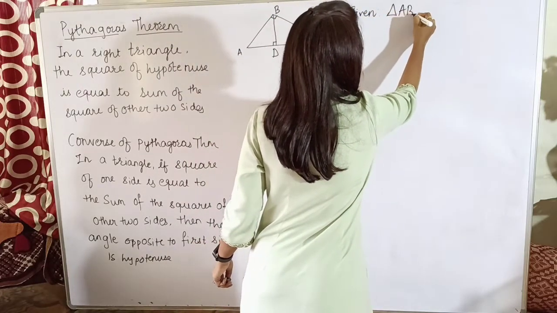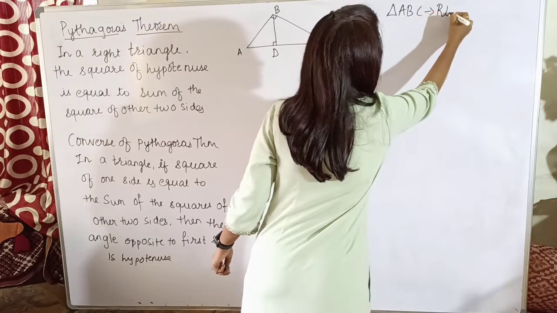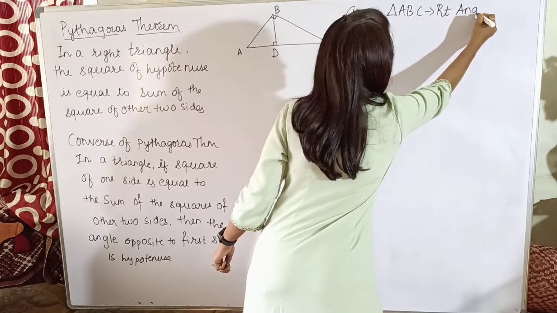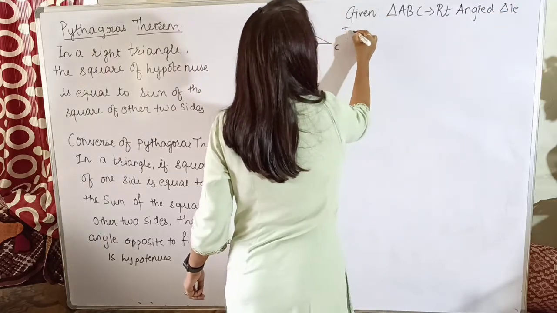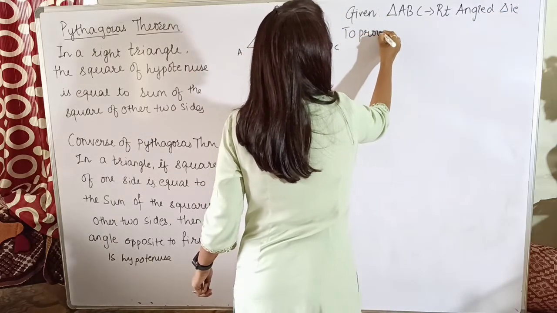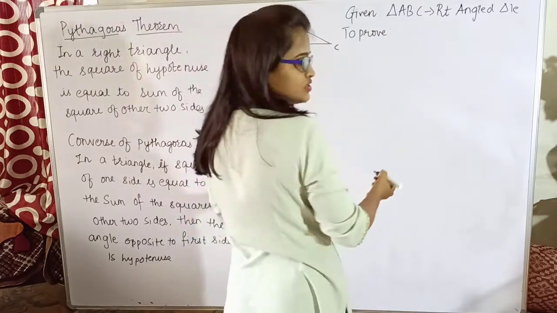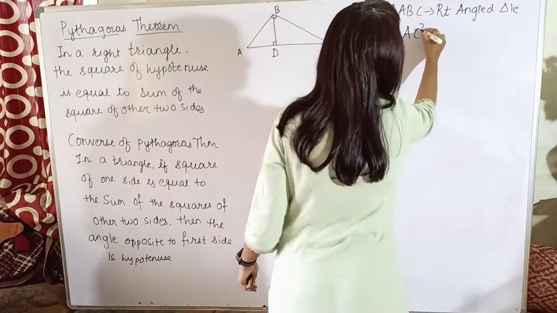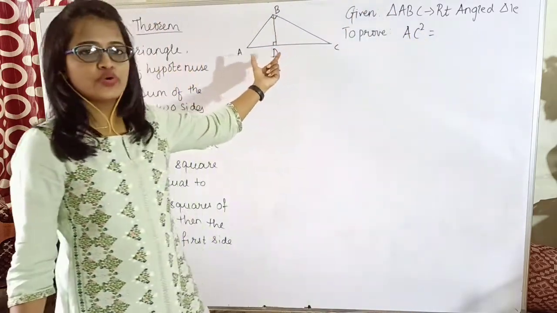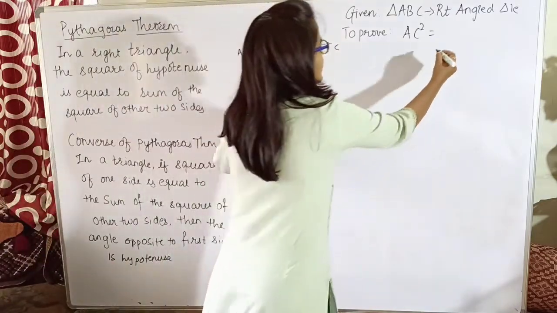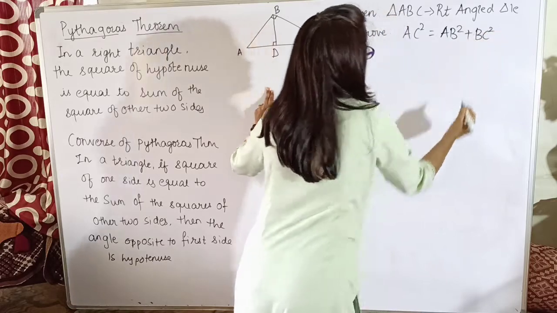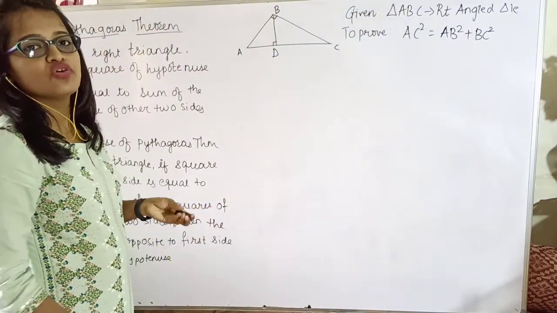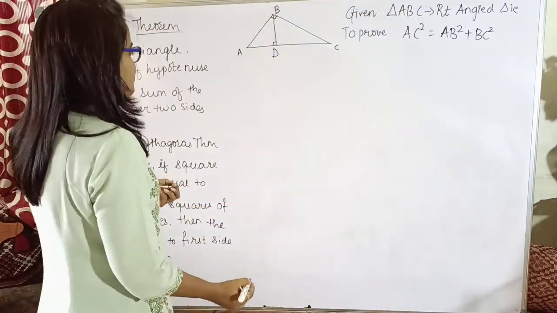So your given information is, triangle ABC is a right angled triangle, whereas to prove is hypotenuse square, that is AC square, is equal to the square of the other two sides, that is AB square plus BC square. Now here we have to make use of the similarity criteria.